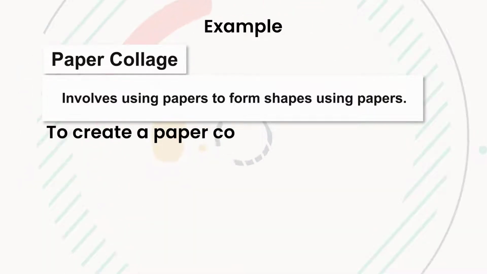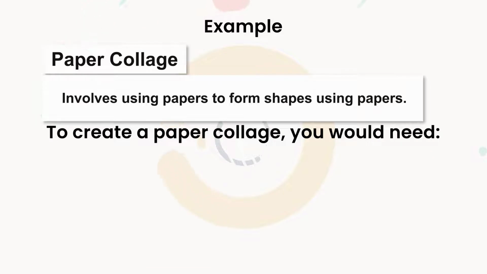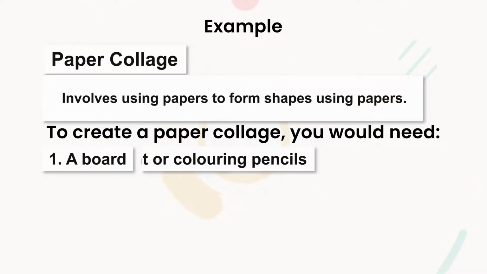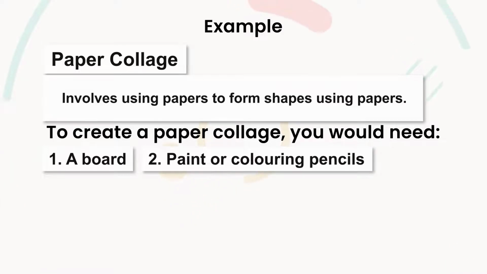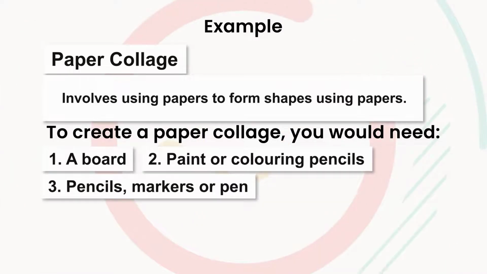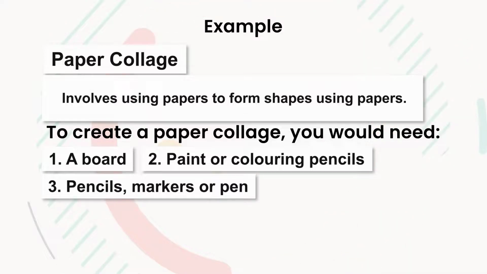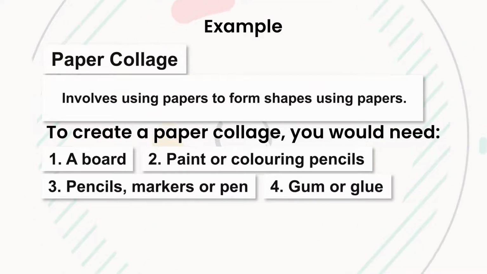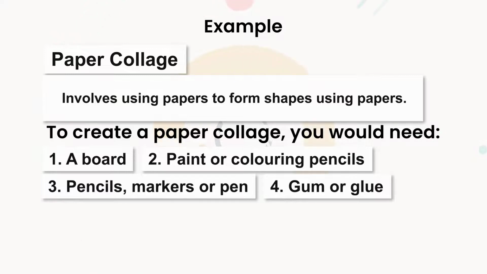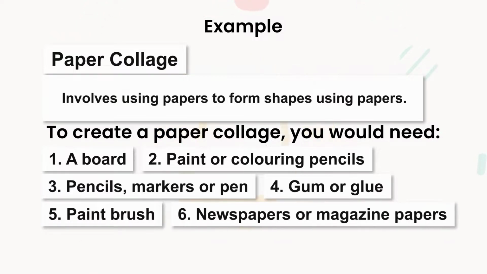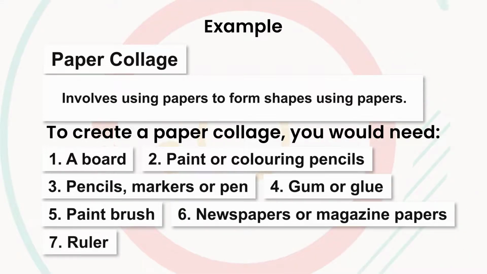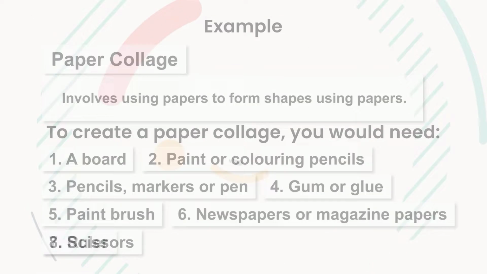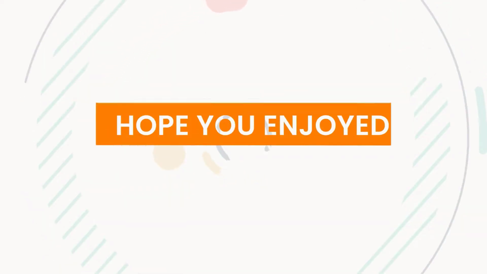To create a paper collage, you will need: 1. A board. 2. Paint or coloring pencils. 3. Pencils, markers, or pens. 4. Gum or glue. 5. Paintbrush. 6. Newspapers or magazine papers. 7. Ruler. And 8. Scissors.